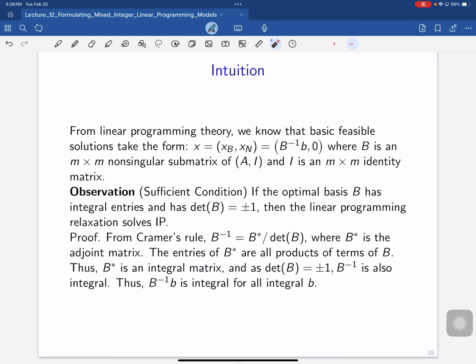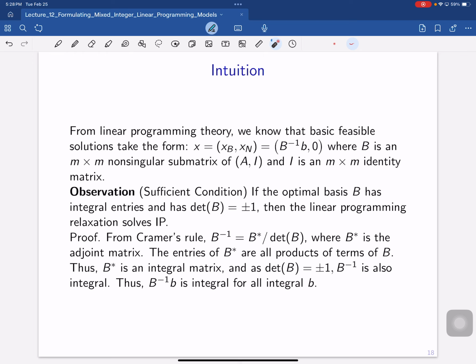So that's just a special case where the determinant of B is 1 or -1, and all the entries of B are integers, then you can get the solution to be integer, right? Okay. So with that, how do we generalize this idea?